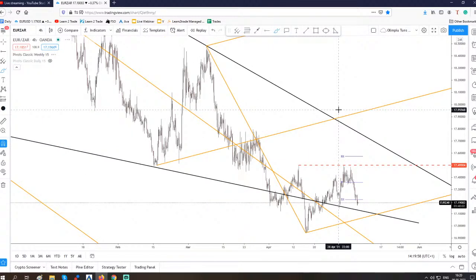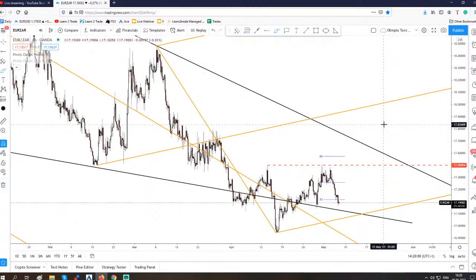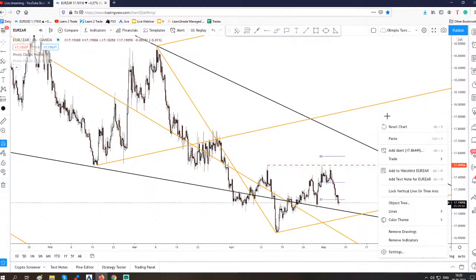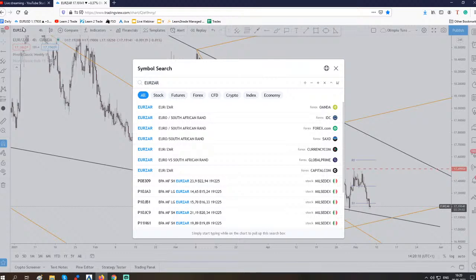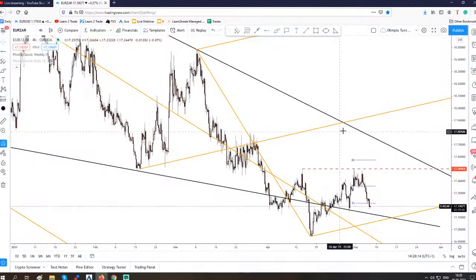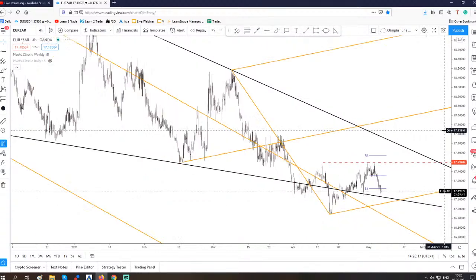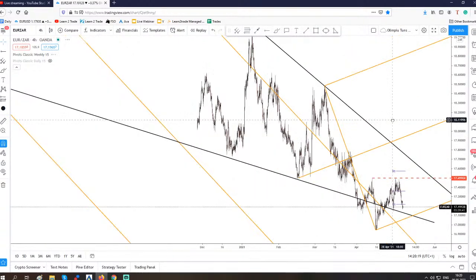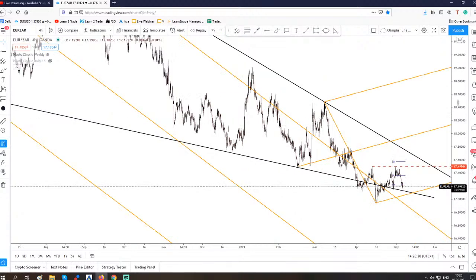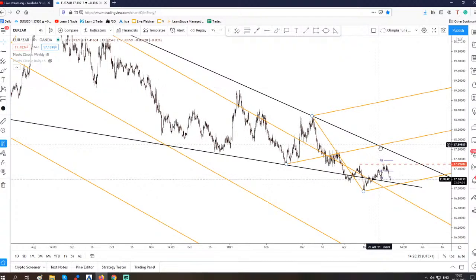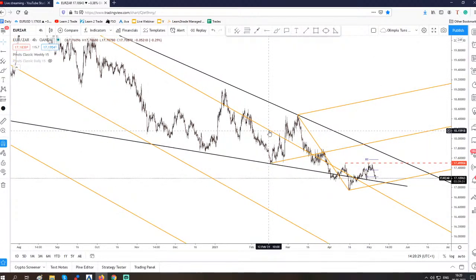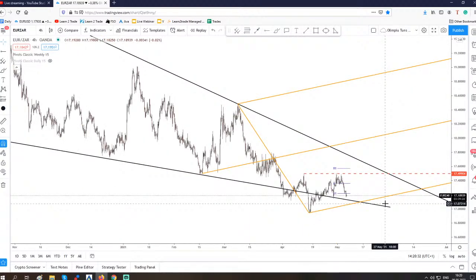So let's take a look here at the euro versus the South African rand, the South African currency. Unfortunately, here the bias is still bearish. You can see that the price is still traded below this downtrend line. I will delete this pitchfork from here. So the pair moves sideways in the short term.